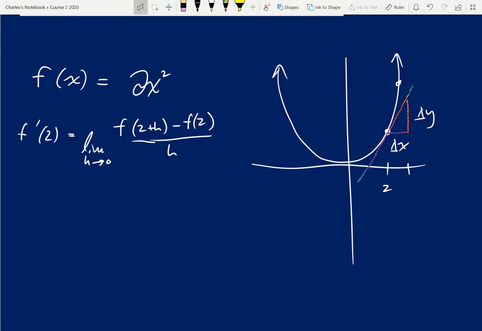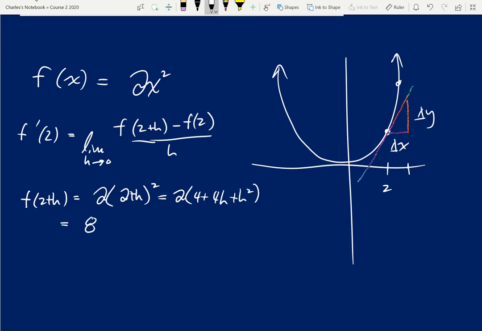Now we're going to get into the technical part. In order to evaluate this, I think it helps to just evaluate the pieces first. What's f of 2 plus h? Well, that's going to be 2 times, and I'm putting this expression 2 plus h in for the x, and they call that the argument in the function. What is that going to be? This is 2 times 4 plus 4h plus h squared, which is equal to 8 plus 8h plus 2h squared.